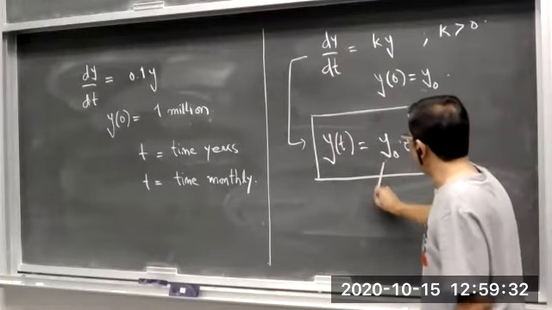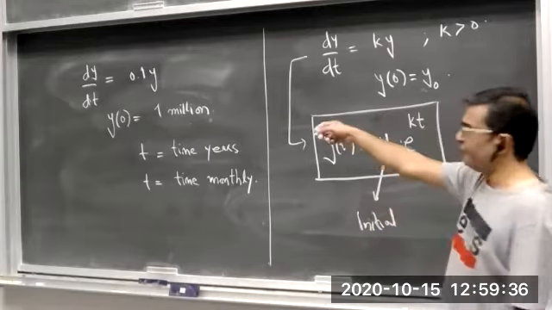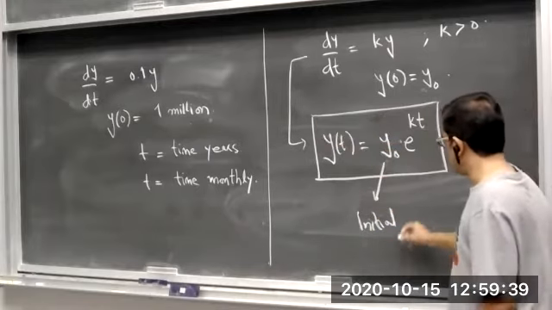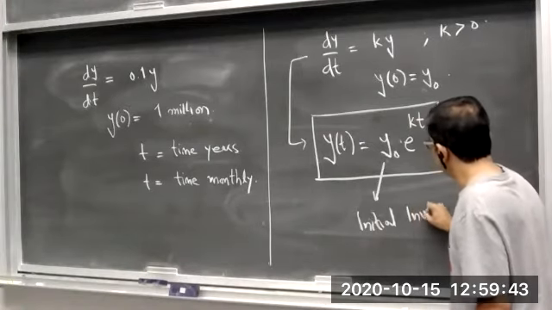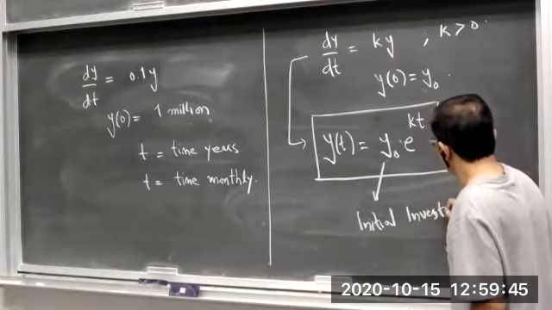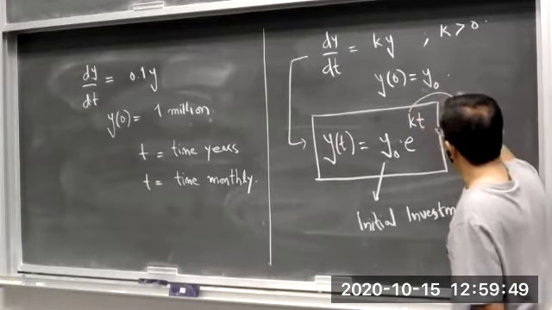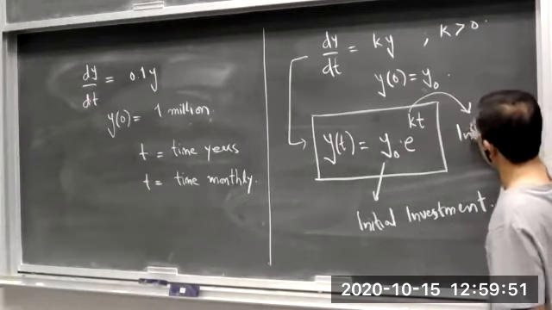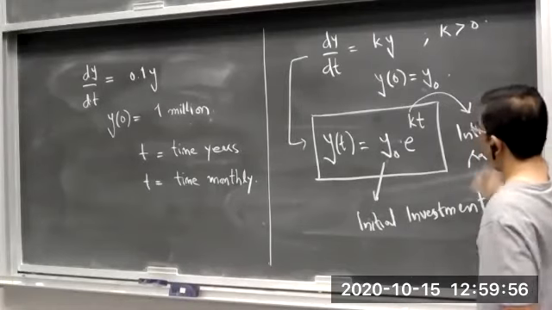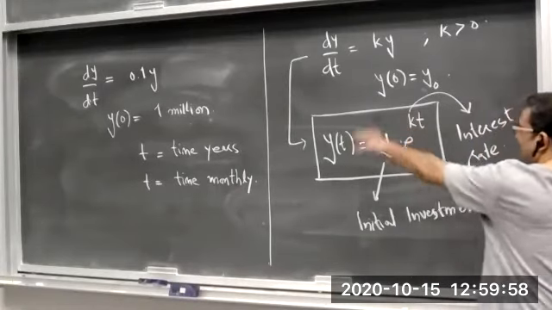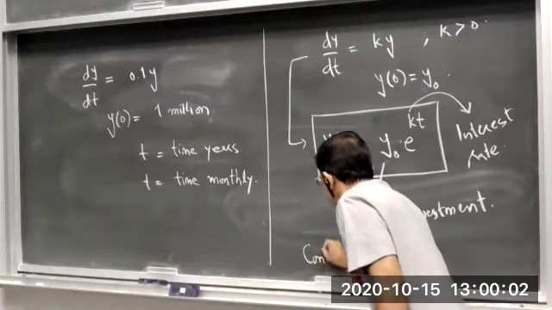So y naught is what? It is the initial investment or initial amount which you deposit in that bank account or in some business. Initial investment. Okay. k is what? It is the interest rate. Okay. And this function basically describes the continuous interest.